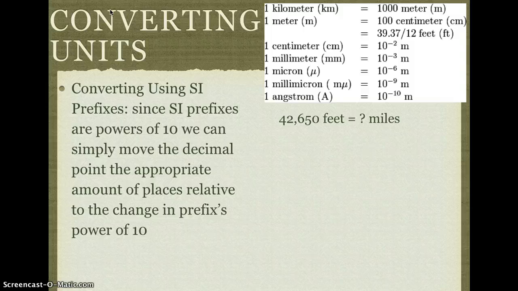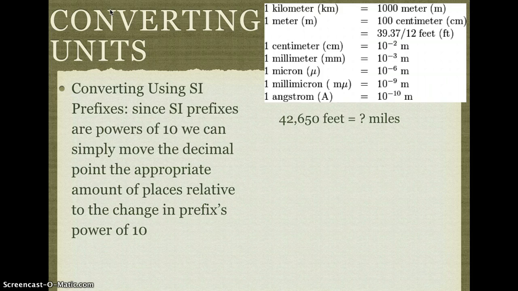And so before we actually look into looking at the SI prefixes, I think we need to look at just a basic conversion factor here. And this might help us to see how this process works. So first off, let's say we measured something and we found out it was 42,650 feet.